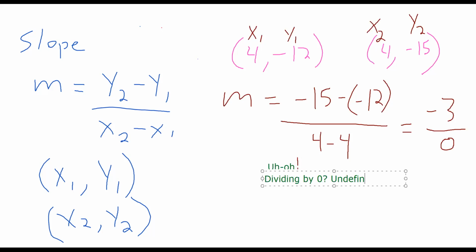That means we're going to have undefined slope. And remember, when you divide by 0, you get something we just call undefined. So the slope isn't 0, because dividing by 0 does not produce 0. The slope is literally not defined. There's no definition for it.